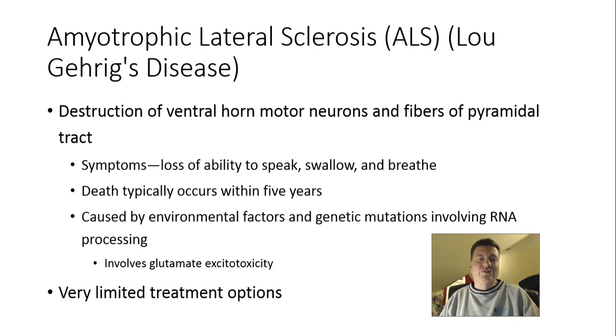And again, when you see those terms caused by genetic mutations or environmental factors, it means we don't understand most of the cases here. Only 5% of the cases of ALS are shown to have a genetic link or family history. For 95% of them, we don't know what causes those cases. There are very limited treatment options, and nothing can cure ALS.